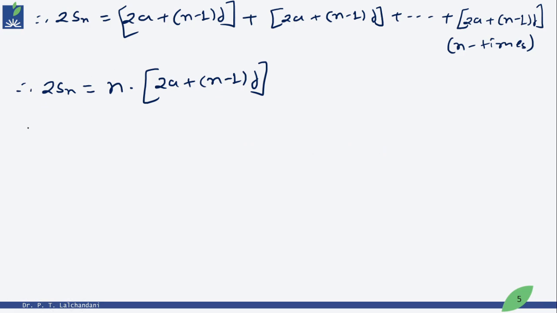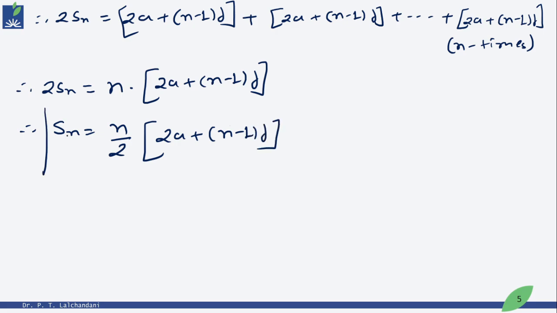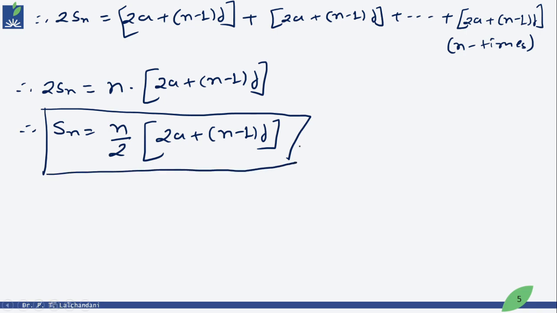Okay, so let us simplify a little bit more. Sn is equal to, taking 2 on left hand side, we will get n by 2 into 2a plus n minus 1d, and this is the formula to find out the sum of first n terms of an arithmetic progression. Now see here, what did I say?